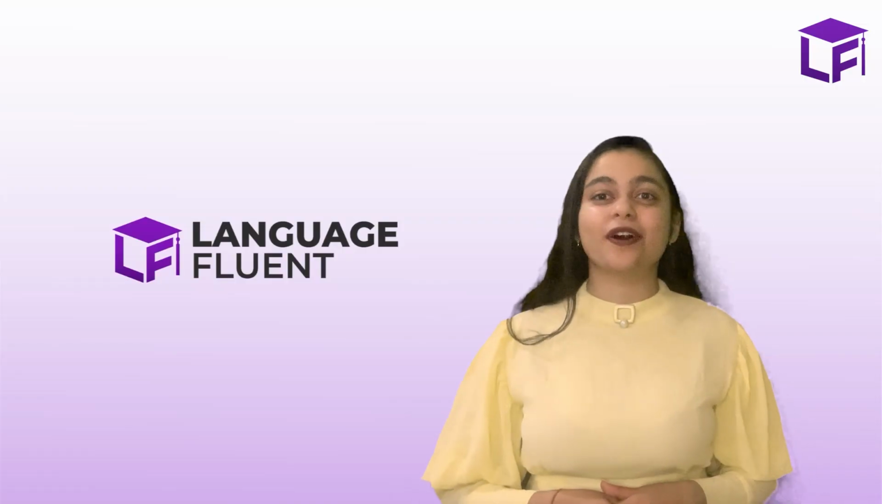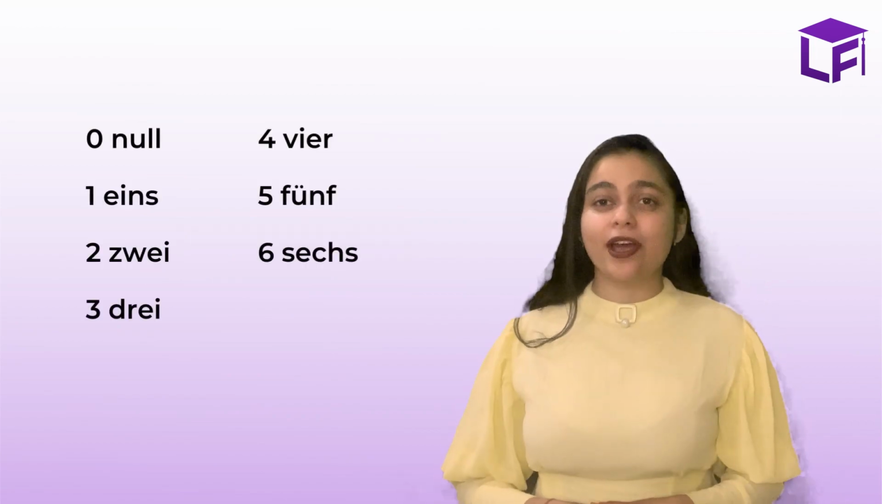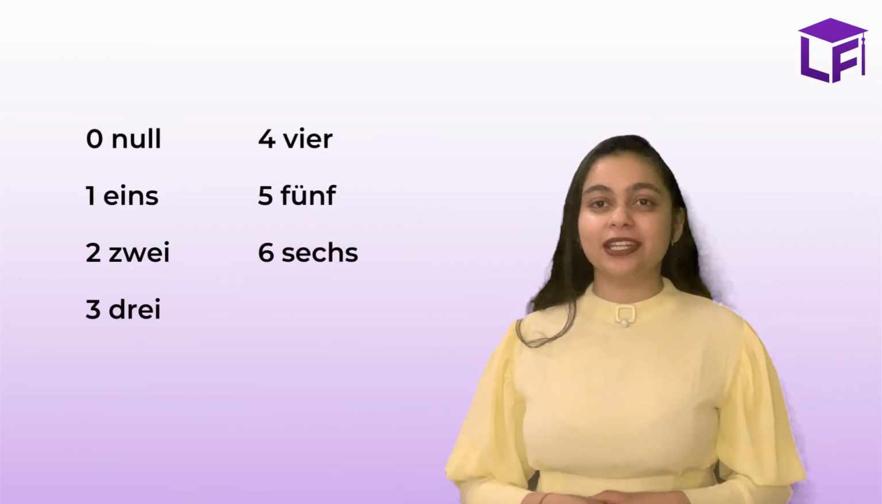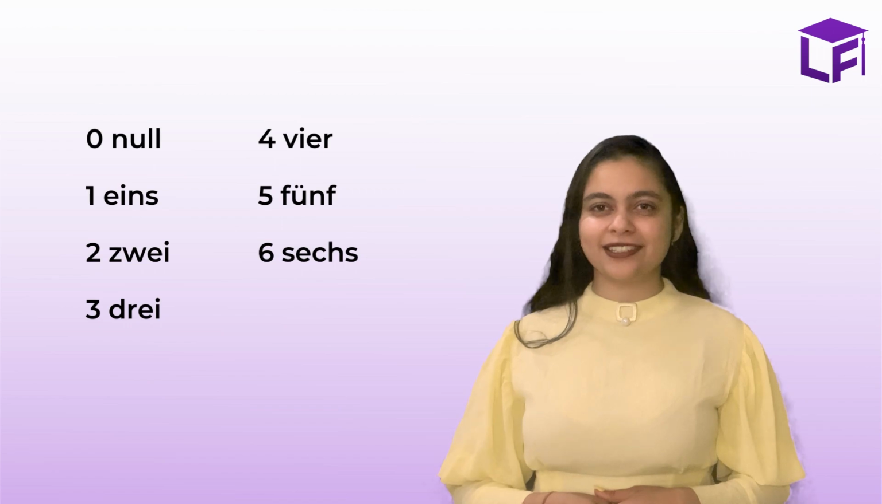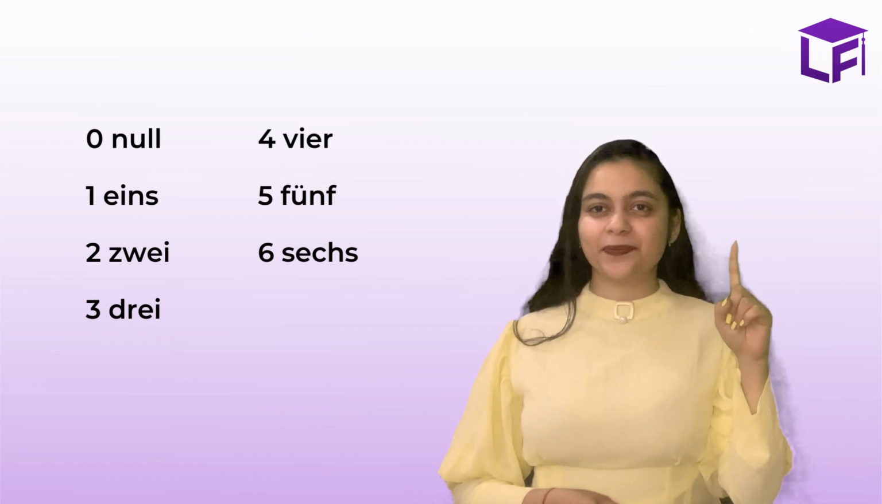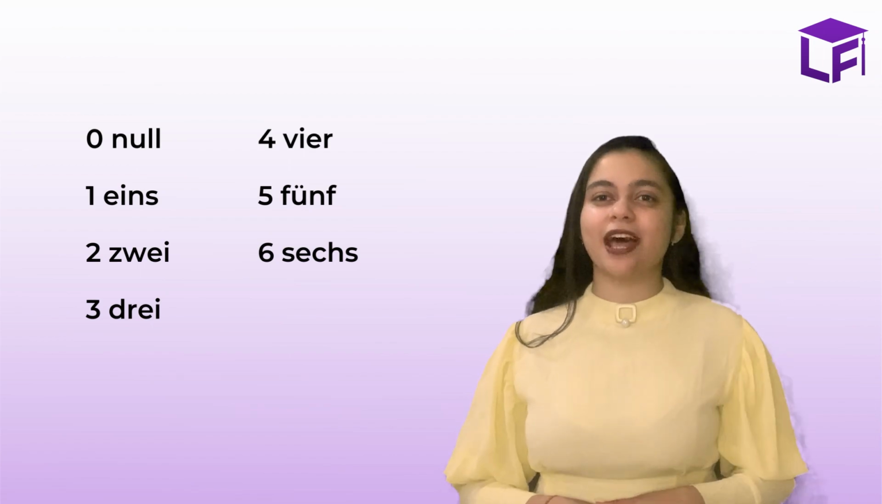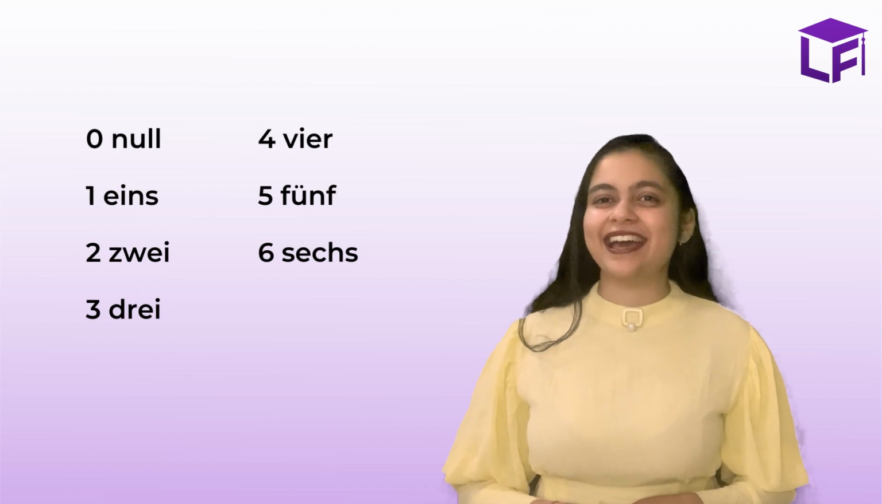Let's begin with the first number, which is 0. So, 0 in German is pronounced as Null. Going on to the next number, 1. 1 in German is pronounced as Eins.